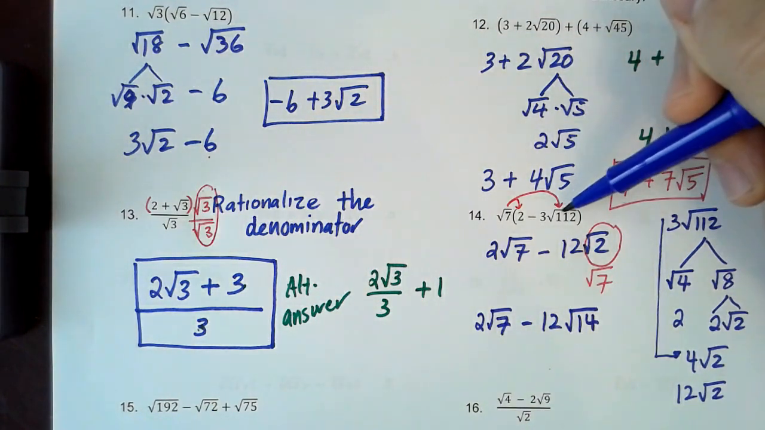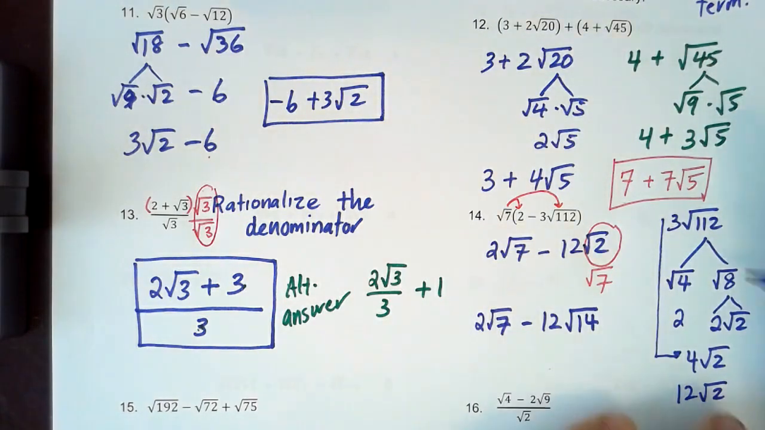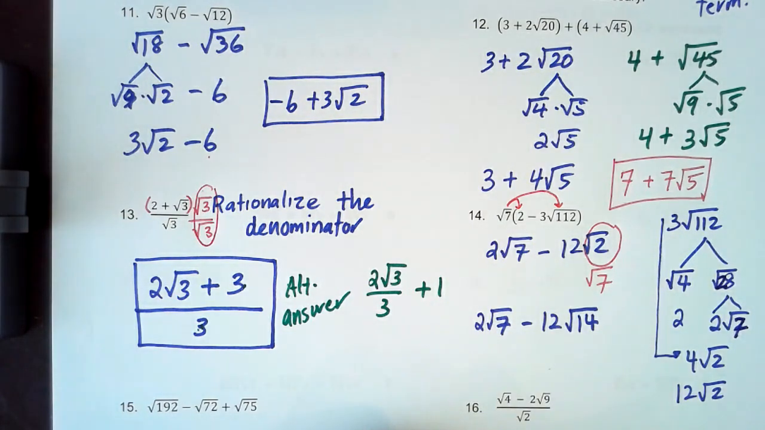Okay. 3 square root of 112. 112 was 4. Wait, what? 4 and. Ooh. This should have been. Wow. Okay. So I totally messed up here. I don't know why I said 4 and 8. 4 goes into 112 28 times. 28 times. So this becomes 2 root 7. I totally messed this one up. And I apologize. It's supposed to be 4 root 7.